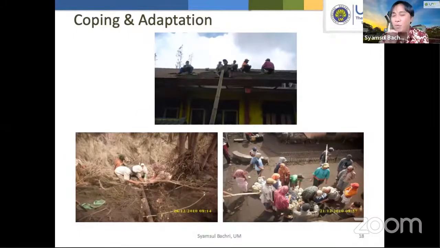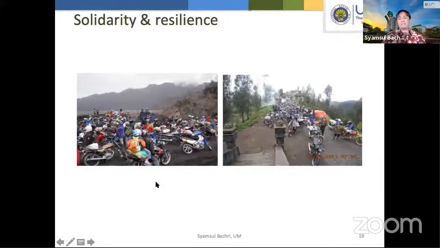This is the key. Why? They can sustain living with these eruptions. They still have the feeling of being together, working together, facing the disaster together. It's called coping in the short term. In the long term, we call it adaptation. Next, how they deal with it: it is about solidarity and resilience.